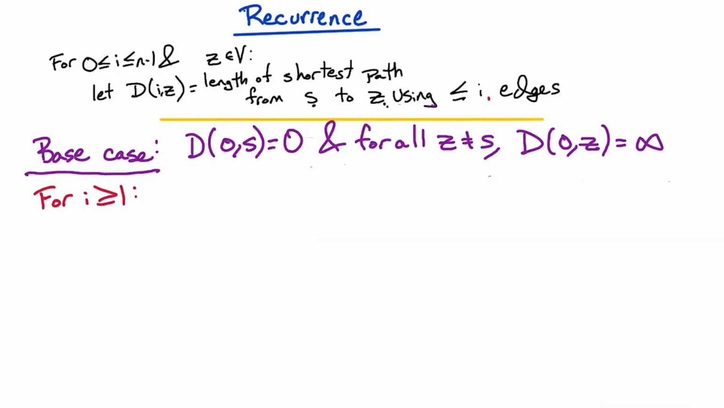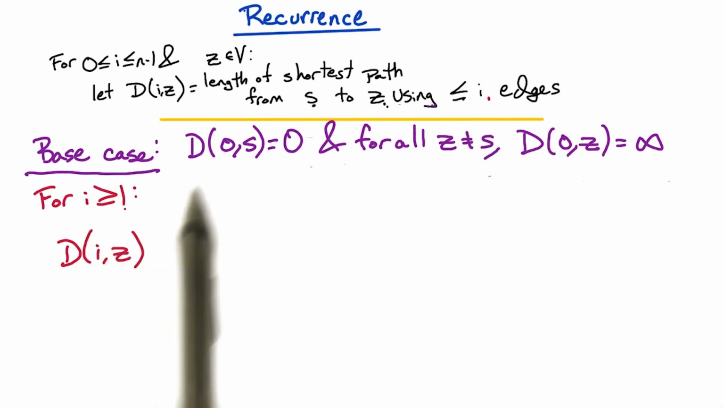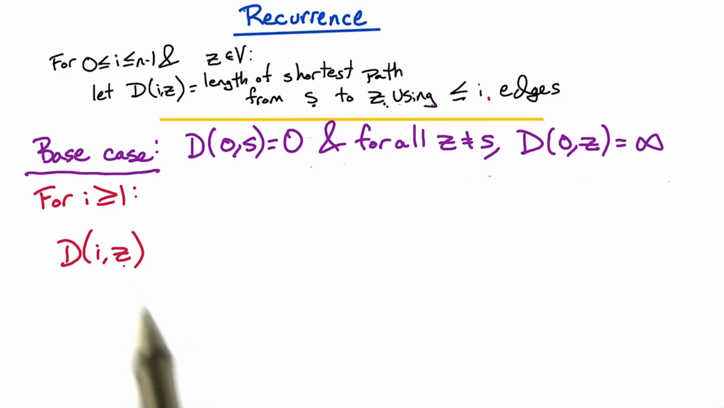Let's recap and summarize our recurrence. We're looking at the length of the shortest path from s to z using at most i edges, and we're considering the case where i is at least 1. When i equals 0, we have our base case. Now, either this shortest path from s to z uses at most i-1 edges, or it uses exactly i edges. And we're going to take the best of those two scenarios.